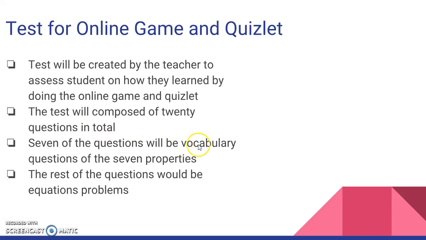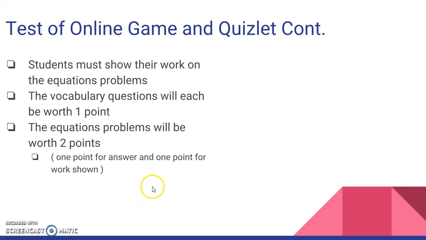7 of the questions will be vocabulary questions of the 7 properties, so it will be the definition. Students will have to match it with the vocab word. And then the rest of the questions will be equation problems. Students must show their work on all the equation problems. The vocabulary questions will each be worth 1 point. The equation problems will be worth 2 points, and they give the 2 points by 1 point for the answer and 1 point for work shown.